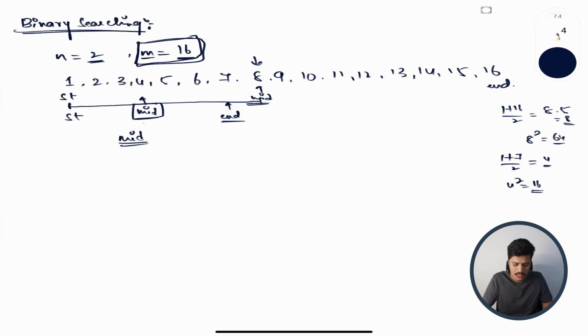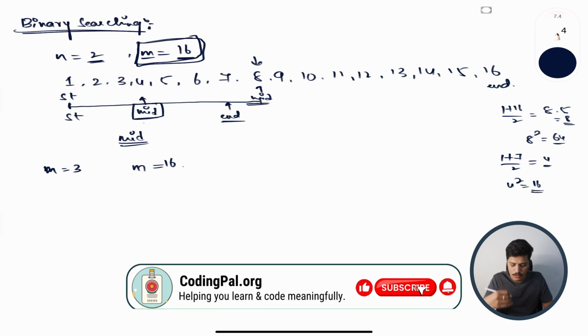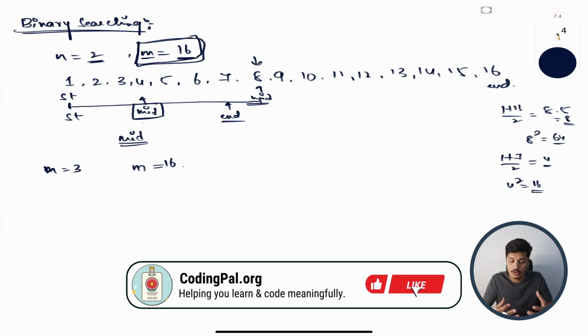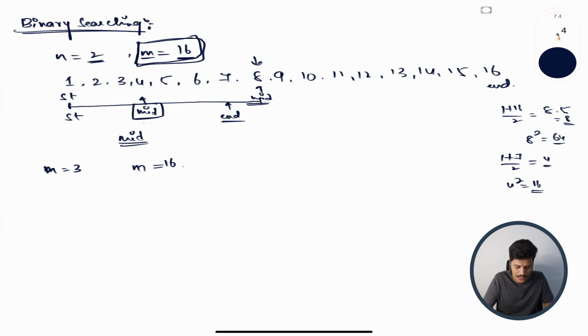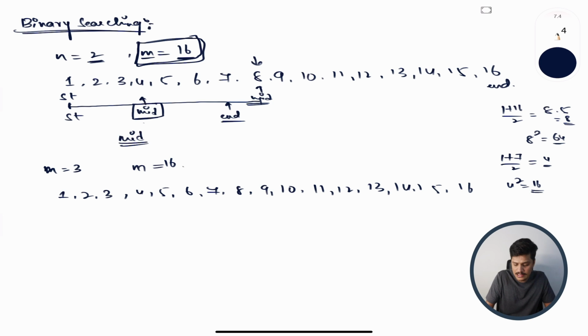Now let's just assume that just like this, here we have gotten n is equal to 3 and the value of m is equal to 16 that we have gotten. Now let's just try to see if we can find a whole number or not. If we can't find any whole number, we will be returning -1 in the end. So what we will do, we will start from 1, 2, 3, 4, 5, 6, 7, 8, 9, 10, 11, 12, 13, 14, 15 and 16. So start we will be having it 1, end we will be having it 16.